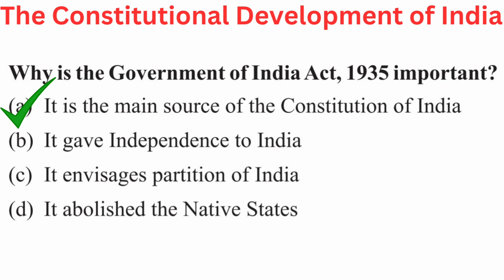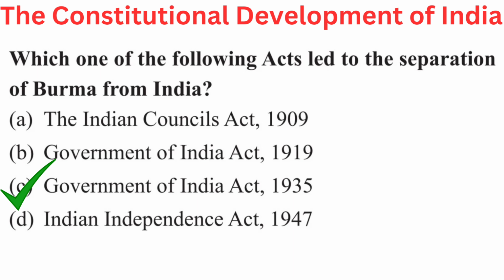C. It envisages partition of India, or D. It abolished the native states. Right answer is A. It is the main source of the Constitution of India. Your question is, which one of the following acts led to the separation of Burma from India? Your options are A. The Indian Councils Act 1909, B. Government of India Act 1919, C. Government of India Act 1935, or D.